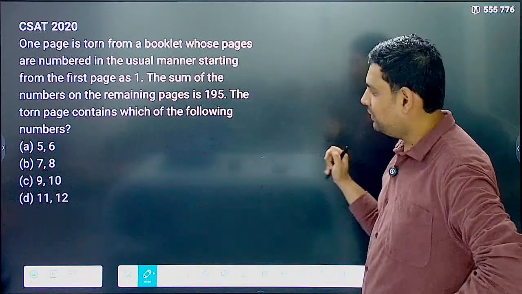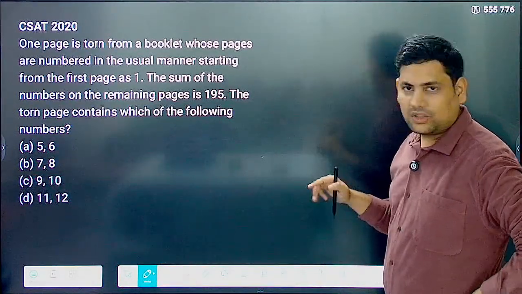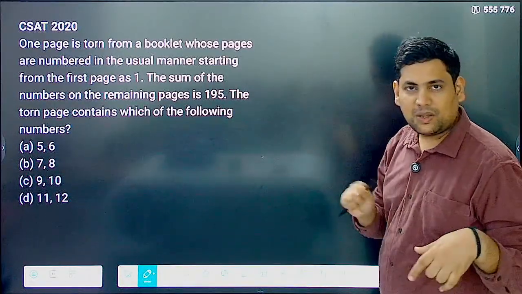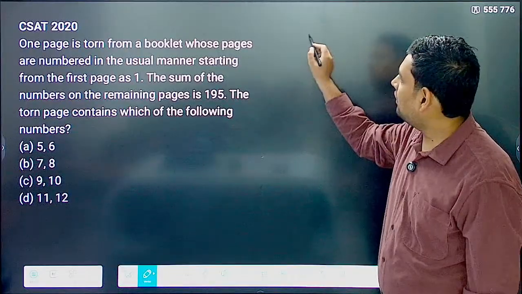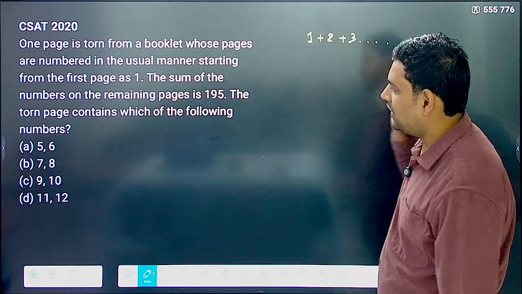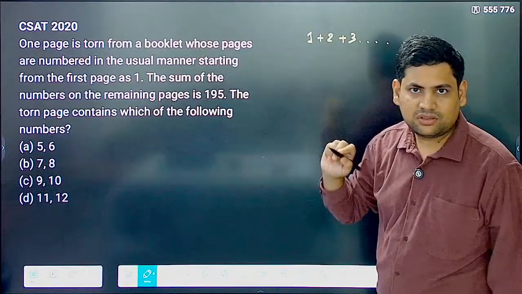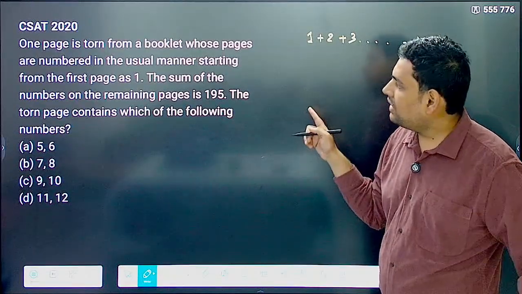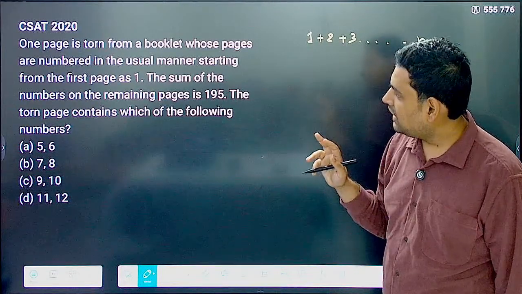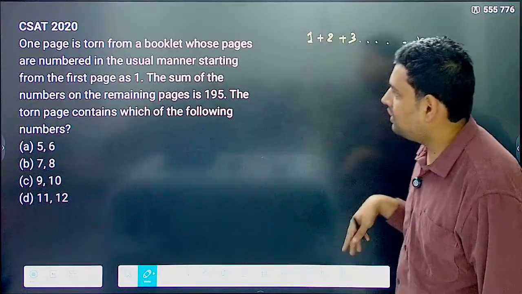Okay, let me do this. Now, you see this. So there is a book. Now, in this book, you are typing the pages, correct? So now, essentially, this is 1, then 2, then 3, like this you will keep on typing the pages, correct? Till some n pages you count. Now, it says the sum of the numbers on the remaining pages is 195. The torn page contains which of the following numbers?